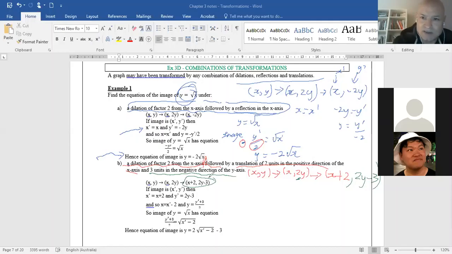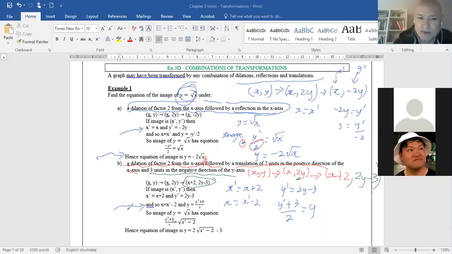Any questions so far? So this is my x dash, x plus 2. Rearranging this one, I get x equals x dash minus 2. This is my y dash, the 2y minus 3. Rearranging this one, I get y dash plus 3, and I might as well divide by 2 at the same time. So that's how I get that line there.